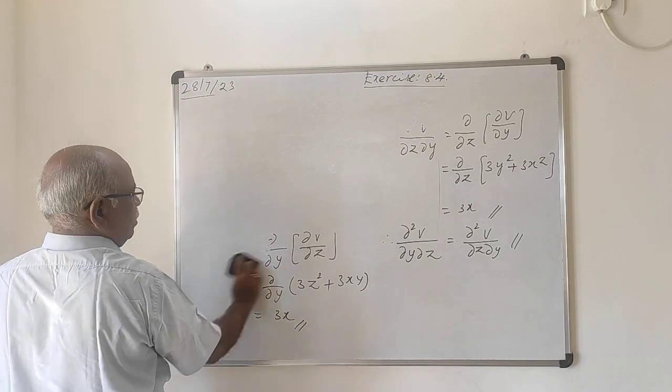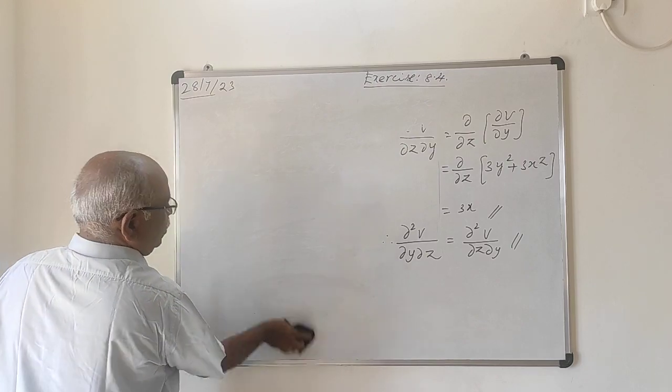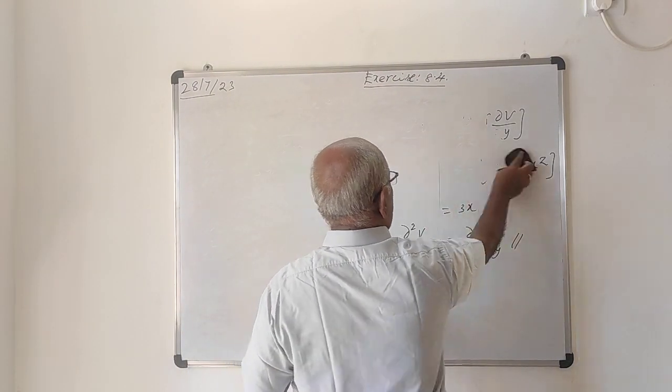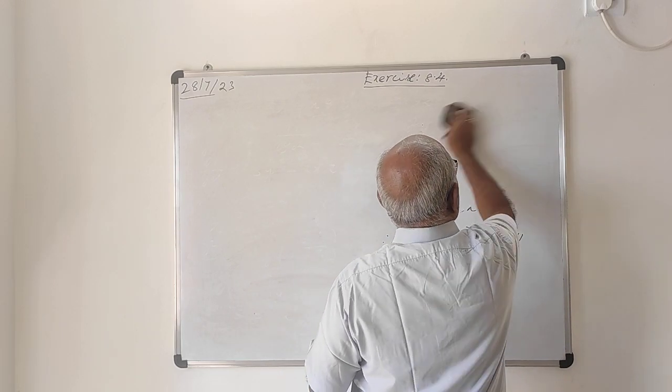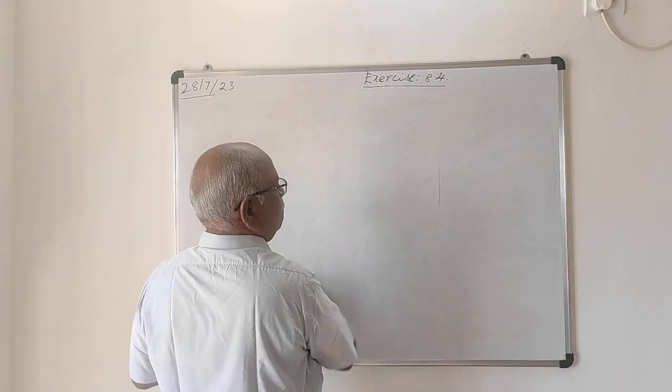Partial derivatives are ordinary differentiation. The results of the ordinary differentiation you have to remember. Then only this partial derivative is very easy. Next problem.